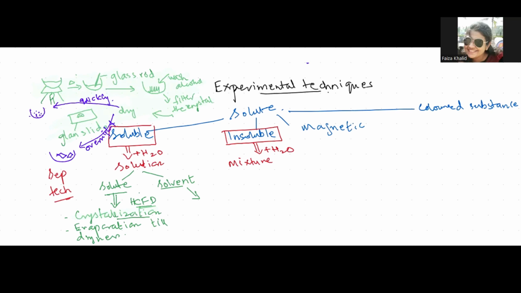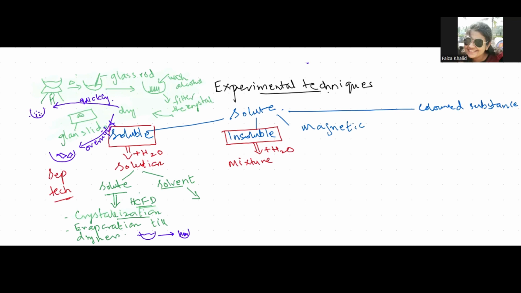Let's say if you have to separate the solute, so you'll do either crystallization or evaporation to dryness. What is evaporation to dryness? You'll keep on heating it till crystals appear. But you don't do that. Why don't you do that? Because sometimes some solutes are heat sensitive.